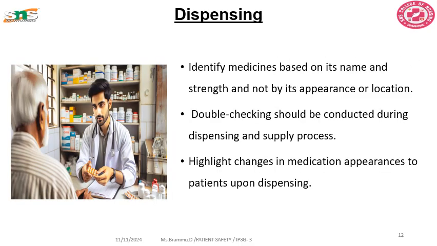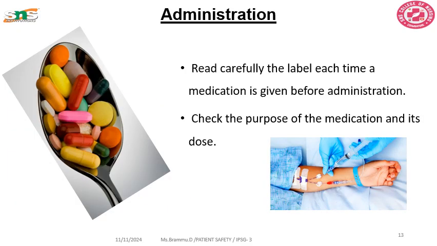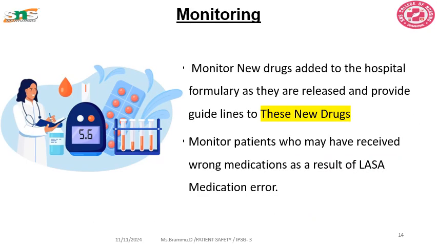During dispensing, see that all medications are identified by name and strength, and not by appearance or location. Whenever you give the medication to the patient, explain it by double checking and then dispense. Highlight the changes to the patient when you are dispensing the drug. Even during administration, carefully label each medication before administration. Check the purpose of the medication as well as the dosage.